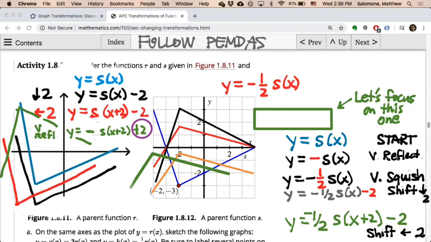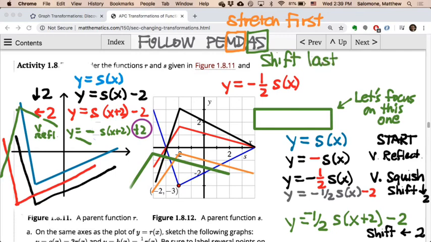So always think about your stretches and your reflections first. That's the M and the D, the multiplication and division. Stretches and reflections first. If only they didn't both start with S. Stretch first and shift last. That will make sure that you don't get caught by this lack of commutativity in the two types of graph transformations. Save all of your shifts, your additions and subtractions, until the end of the problem, and do all of your stretches and reflections first.